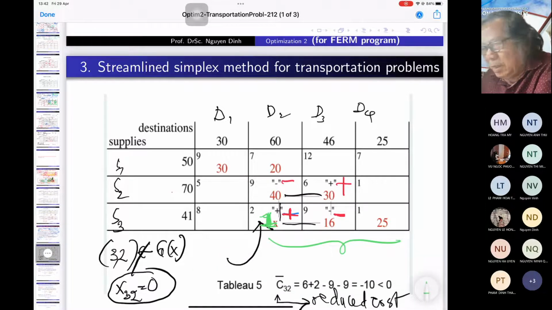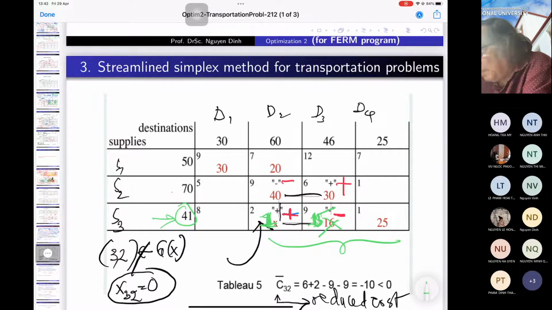this row, the last row, the total is what? 16 plus 25 is 41, and plus 1 is 42. Is that okay? It's 42. But here it is 41. It's impossible. So you have to reduce this by 1. It is 15. If you reduce this to 15, the minus cell 1, then it's okay. Then it's still 41. Is that okay?